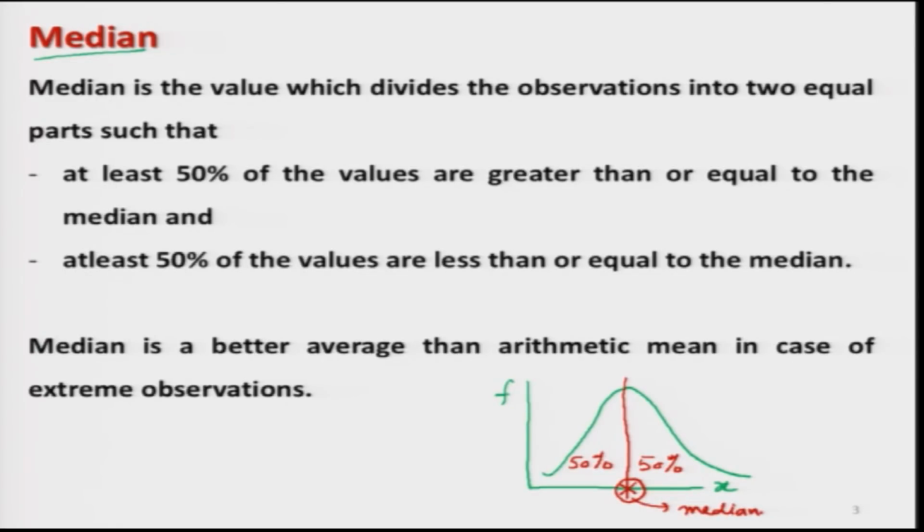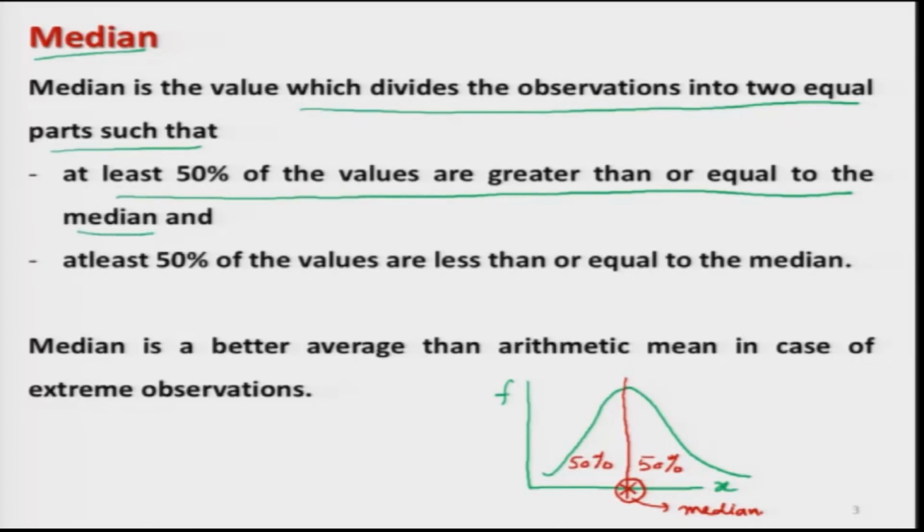So, median is the value which divides the observations into two equal parts such that at least 50% of the values are greater than or equal to the median and at least 50% of the values are less than or equal to the median. So, median is a measure which divides the total frequency into two parts. If the median of my frequency distribution is, say, 20, then I can say that 50% of the values are less than 20 and 50% of the values are more than 20.